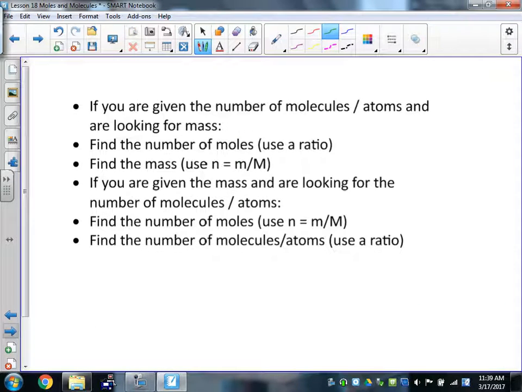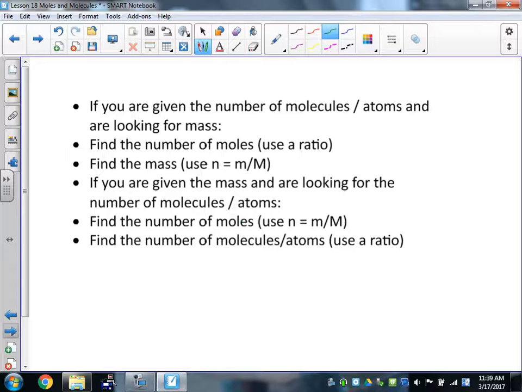The most important thing is we need to know the number of moles. Moles is the key here. It's the intermediate thing between the two equations that I wrote down earlier. So if you're given the number of molecules or atoms and you're looking for the mass, find the number of moles, use a ratio. We talked about that. You can copy this down on the sheet that I gave you.